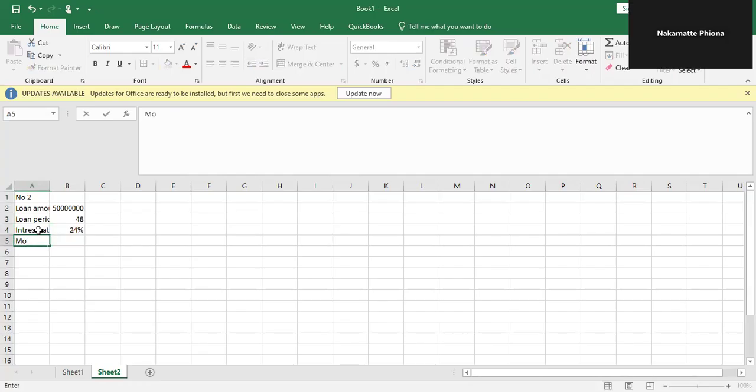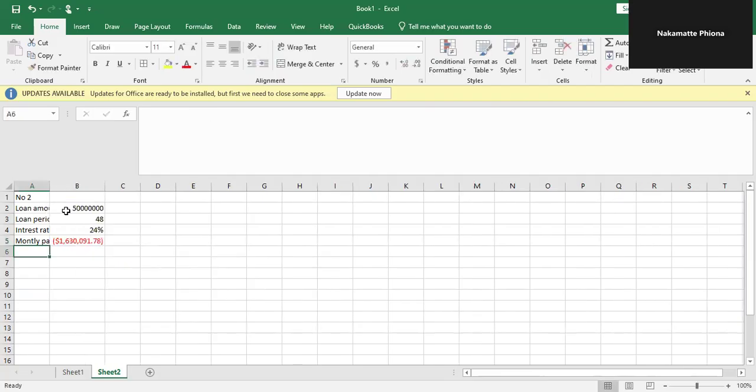So monthly payment, in bracket, we can call it PMT, equals PMT into bracket rate 24 over 12 because it was given per annum, comma, NPER is this one, comma, PV is this, future value is 0, and we close our brackets.